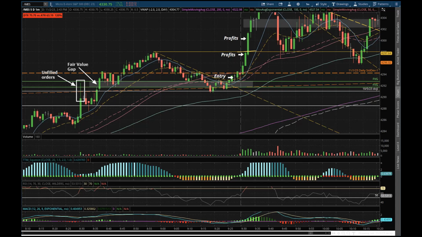And as you get better at attaching a trail stop to a moving average, you're going to be like, okay, I'm willing to give this much money back. Look, even if you attached it to here, you would have got out where you got out.